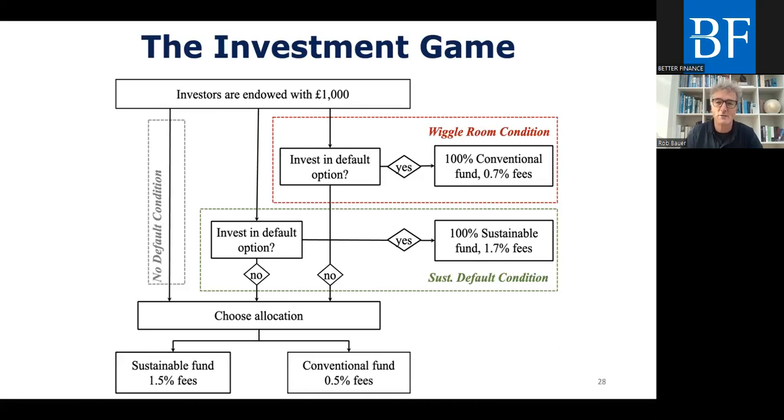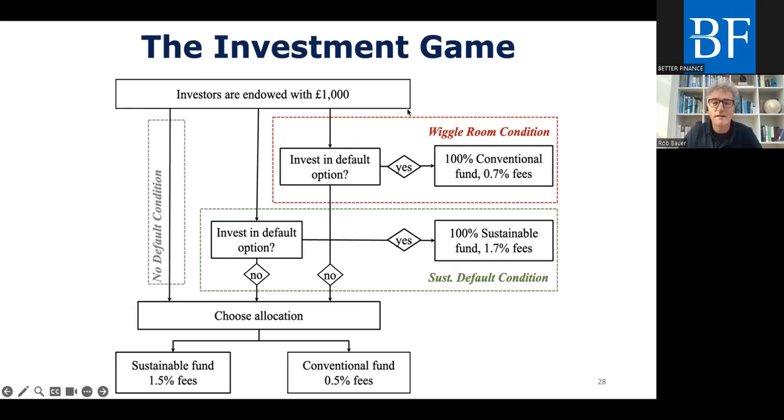So what we did here is create a wiggle room condition to invest in a certain default option, which is either the conventional one, with a 0.7% fee. You see the costs here are higher than if you go to the real conventional fund, but then you don't signal your choice. Or you can wiggle out by going into the sustainable fund for 1.7%, which doesn't make a lot of sense in this particular case, but we should give that option.